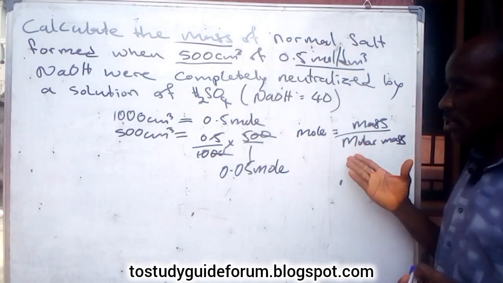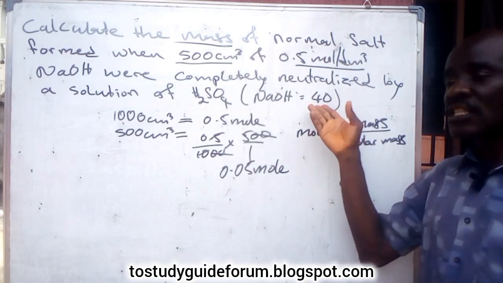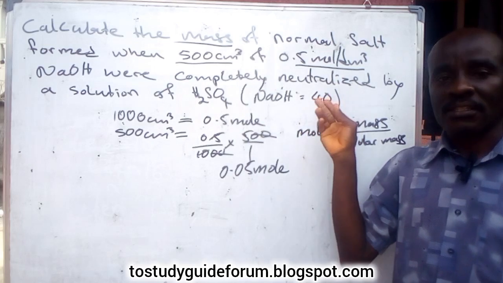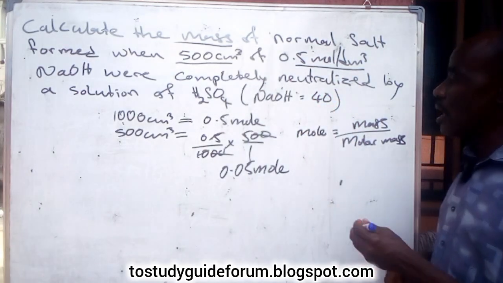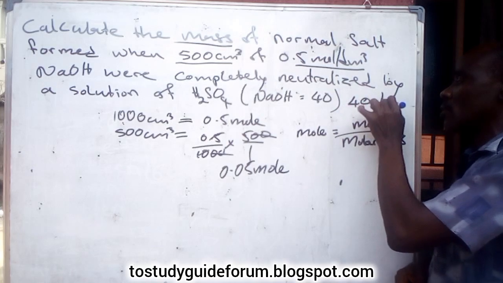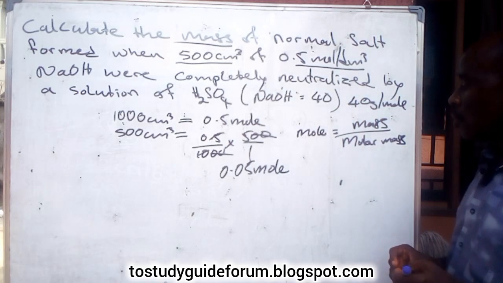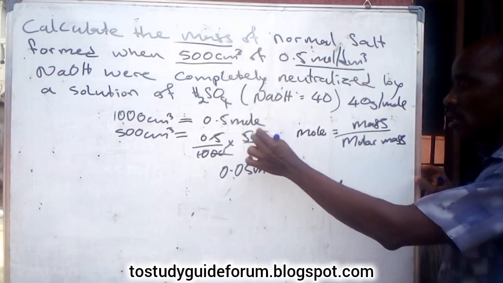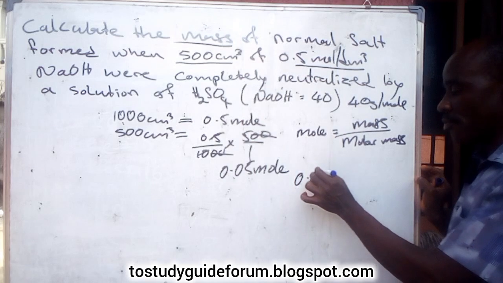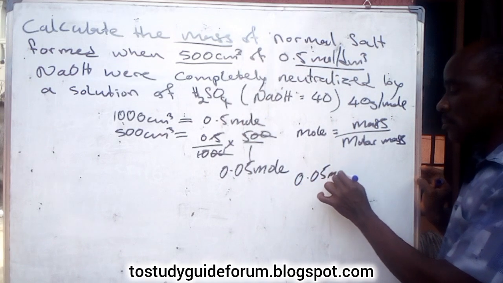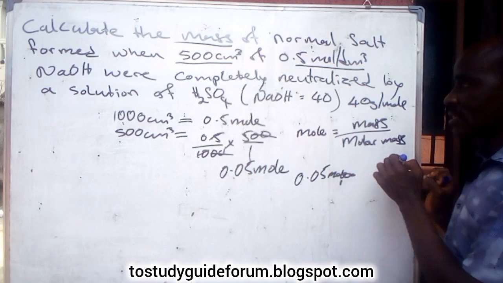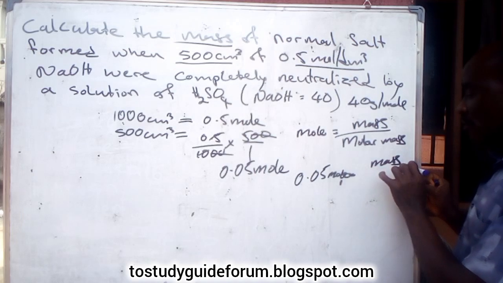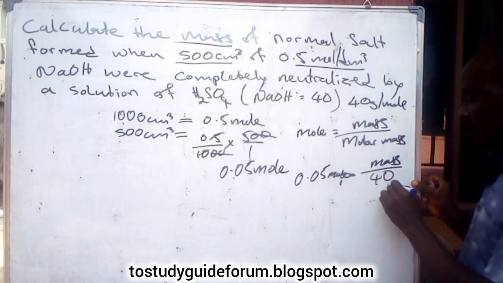Since it's this, we know that the relative molecular mass is equivalent to the molar mass when expressed in grams, because we know that molar mass is always expressed in grams per mole. So now we can use it in place of the molar mass. The mole we have in 500 cm³ is 0.05 mole, which is equal to mass over molar mass. The mass is what we are looking for. We don't have the mass, but this will serve as our molar mass, which is 40.